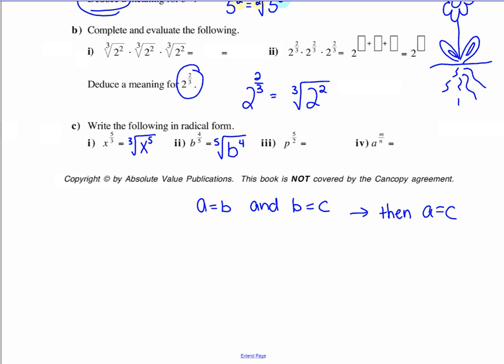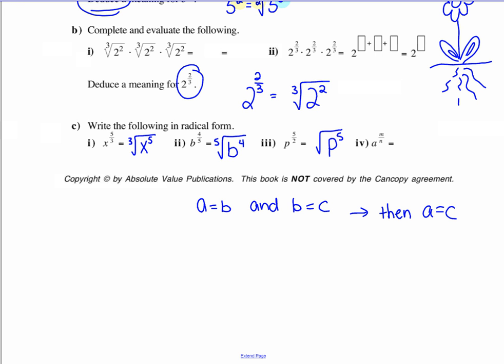You should move to the front. Okay, what would be the index for this one? The index is 2. Do you have to write it? No, the power is 5. So square root of p to the 5.